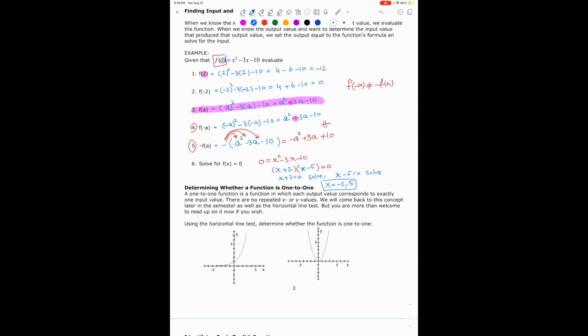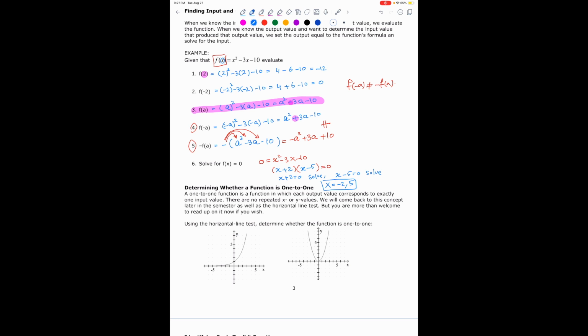Determining whether a function is a one-to-one function. A function is a one-to-one function when each output value corresponds to exactly one input value. There are no repeated x or y values. We will come back to this concept later in the semester, as well as the horizontal line test, but you're more than welcome to read up on it now if you wish to.